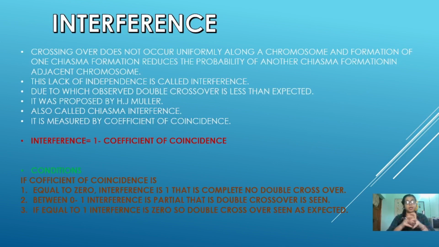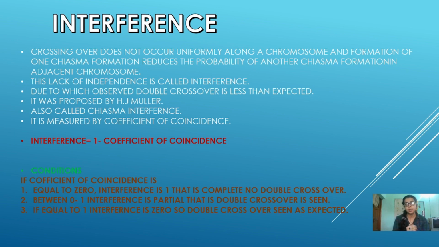Interference is nothing but to interfere, meaning the crossing over which takes place does not occur in a uniform manner. We have seen what crossing over is. During meiosis or cell division, crossing over takes place, and as a result exchange of genetic material takes place, but it does not always occur uniformly. One chiasma formation on one chromosome will reduce the probability of formation of another chiasma on the adjacent chromosome. Meaning, if one crossing over takes place, it will interfere with the crossing over of another.